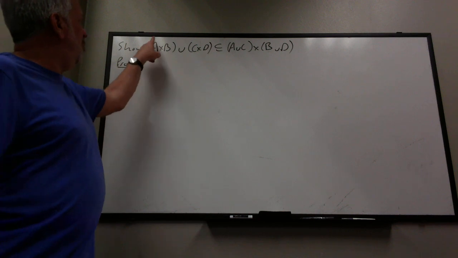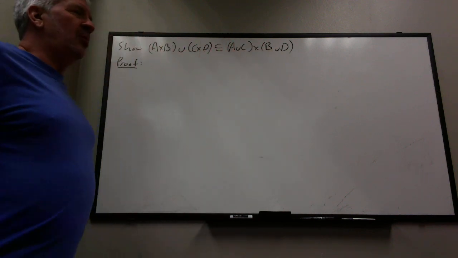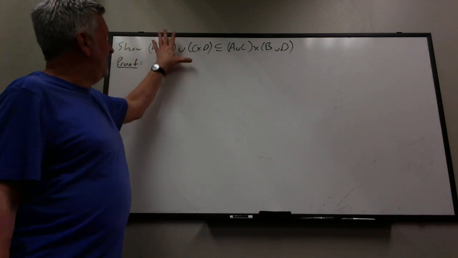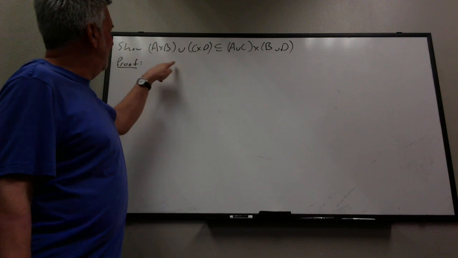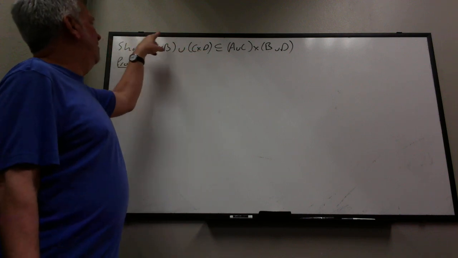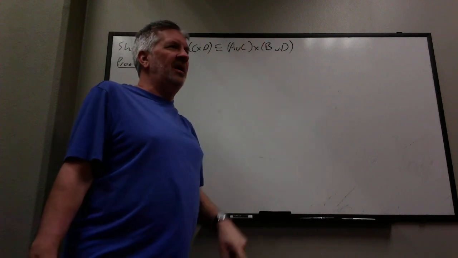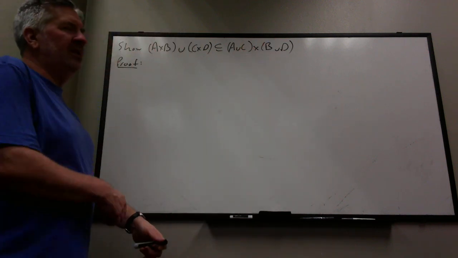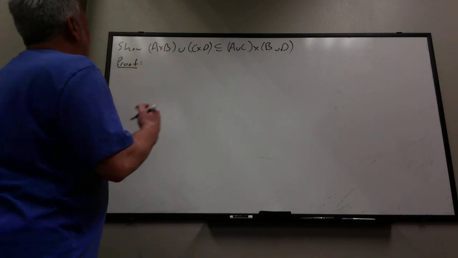Now, how do we show one set is a subset of another set? Remember, for the left-hand side to be a subset of the right-hand side, the if-then statement is: if something is an element of the left-hand side, then it is also an element of the right-hand side. So basically, we're proving an if-then statement directly. So what do we do? Assume we have something on the left-hand side.